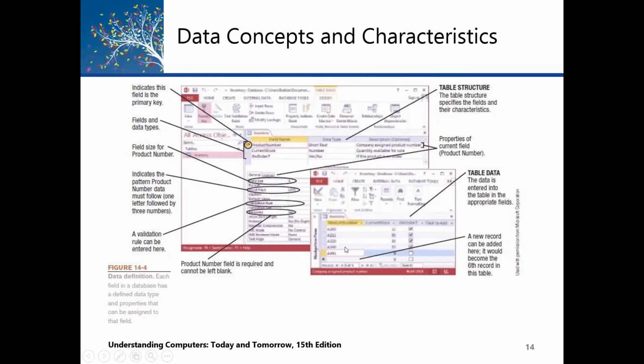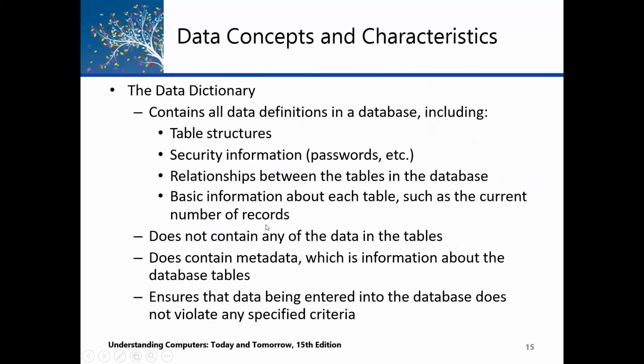Okay, so this is an example. All those things are available here: table data, table structure, then a field, data type, then a field size, primary key. Next we move on to data dictionary.